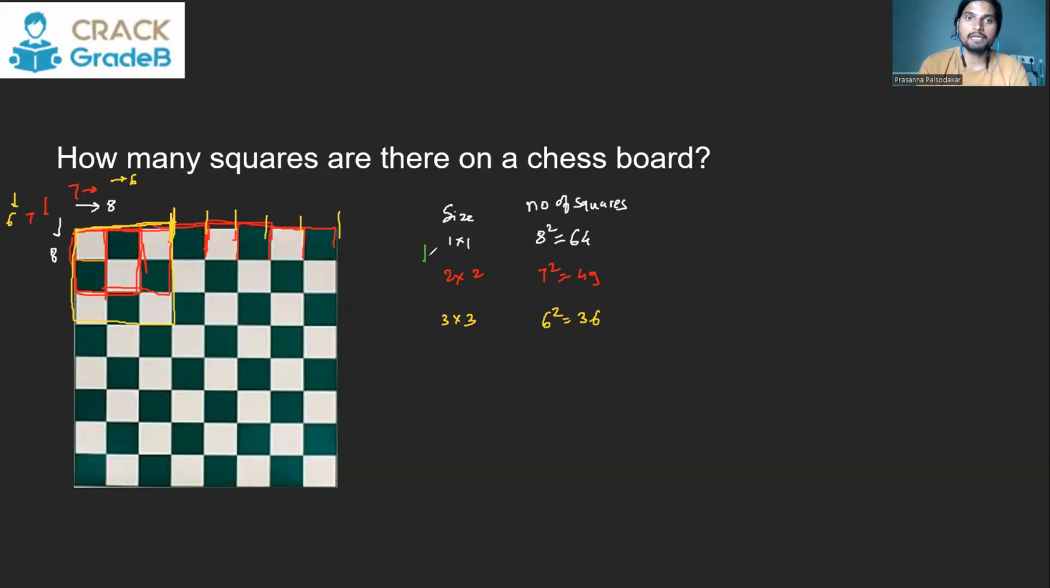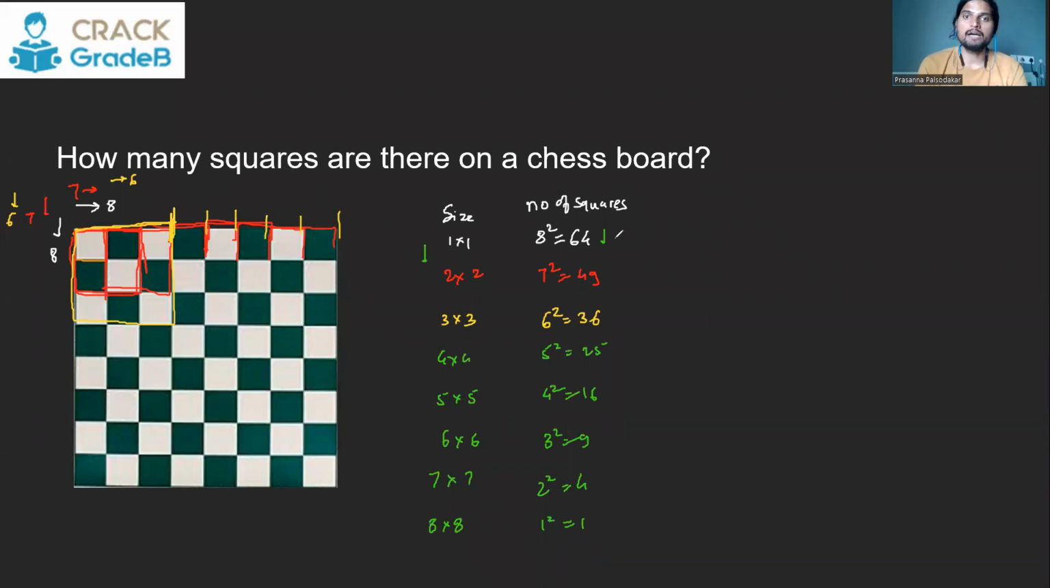As you are growing this number by 1, this number is getting reduced by 1. So 4 by 4 size squares are going to be 5 by 5, that is 25. 5 by 5 size squares are going to be 4 by 4, that is 16. 6 by 6 size, 3 by 3, that is 9. 7 by 7 size, 2 by 2, that is 4. And 8 by 8 size, 1 square, that is 1. So 8 by 8 is this entire big square. That is definitely going to be the one.